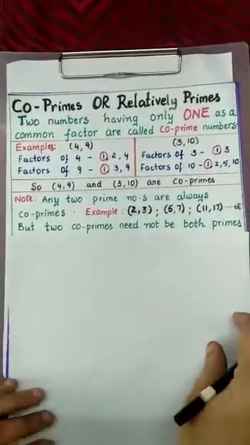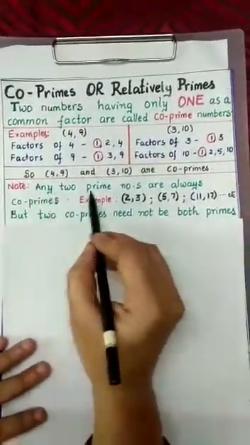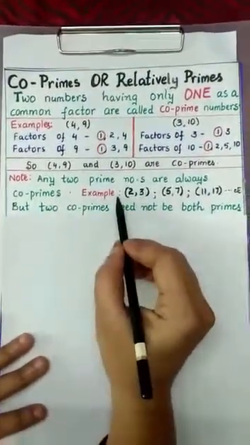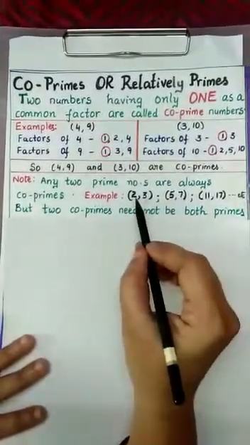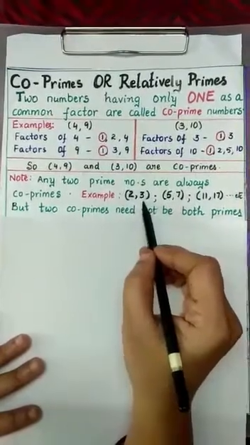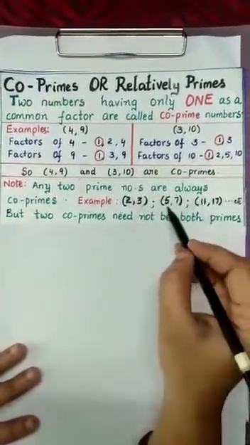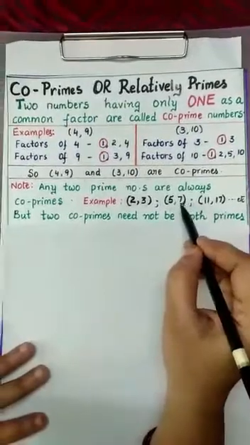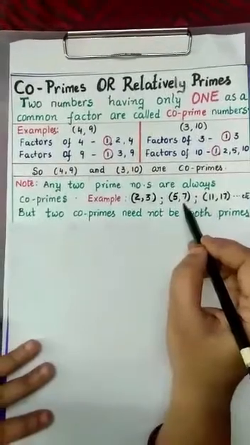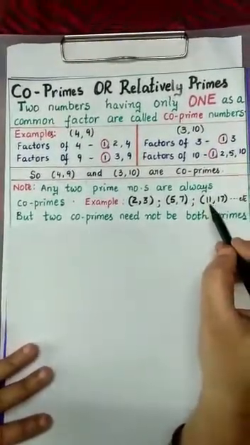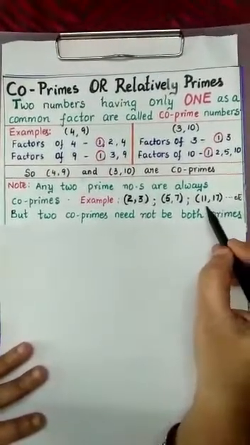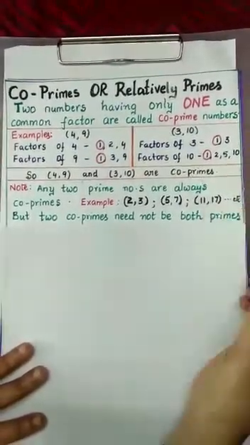Now here you have to remember a very important note. Any two prime numbers are always co-prime numbers. For example, if you take 2 and 3: factors of 2 are 1 and 2, factors of 3 are 1 and 3. Common factor is 1, so they are co-prime numbers. Now take another example, 5 and 7. Factors of 5: 1 and 5. Factors of 7: 1 and 7. Common factor is 1, so they are co-primes. Similarly, 11 has factors 1 and 11, 17 has factors 1 and 17. Common factor is 1, so they are co-prime numbers.